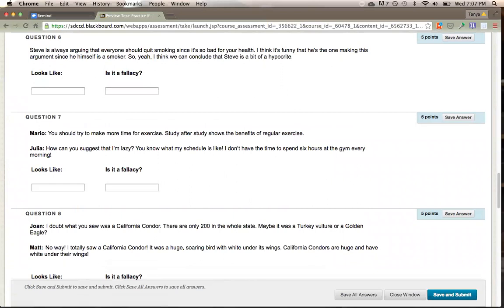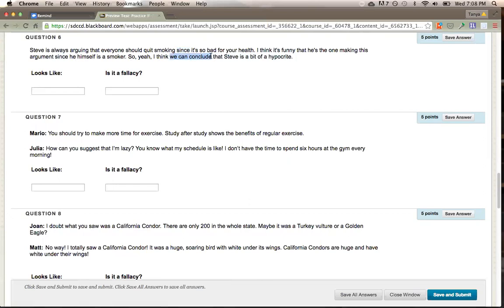Steve is always arguing that everyone should quit smoking since, I've noticed a conclusion marker or a reason marker, it's so bad for your health. So we've got Steve has made an argument, and his conclusion is everyone should quit smoking, and his reason is smoking is bad for your health. Okay, I think it's funny that he's the one making this argument since, okay, now I'm making an argument, and my reason is he himself is a smoker. So yeah, I think we can conclude, well, there's more argument language. I think we can conclude that Steve is a bit of a hypocrite.